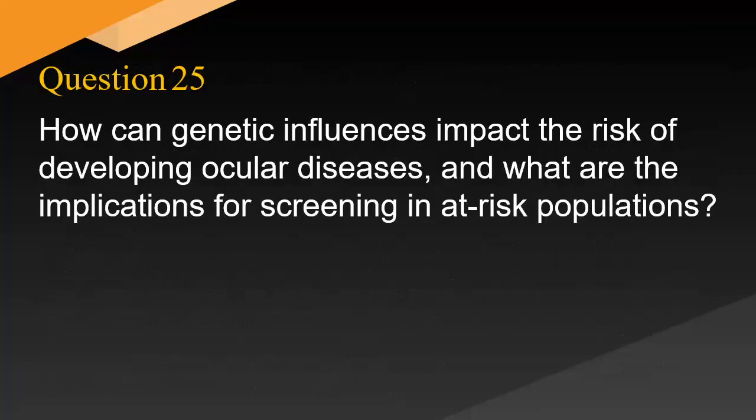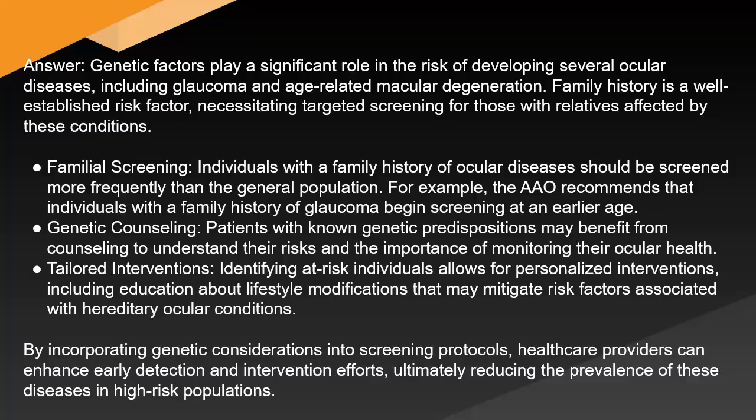How can genetic influences impact the risk of developing ocular diseases, and what are the implications for screening in at-risk populations? Answer: Genetic factors play a significant role in the risk of developing several ocular diseases, including glaucoma and age-related macular degeneration. Family history is a well-established risk factor, necessitating targeted screening for those with relatives affected by these conditions. Familial screening: individuals with a family history of ocular diseases should be screened more frequently than the general population.